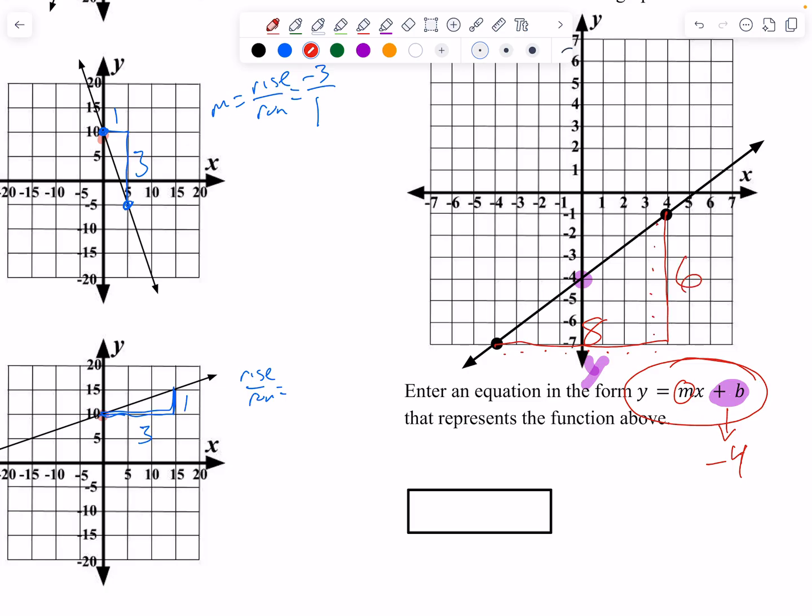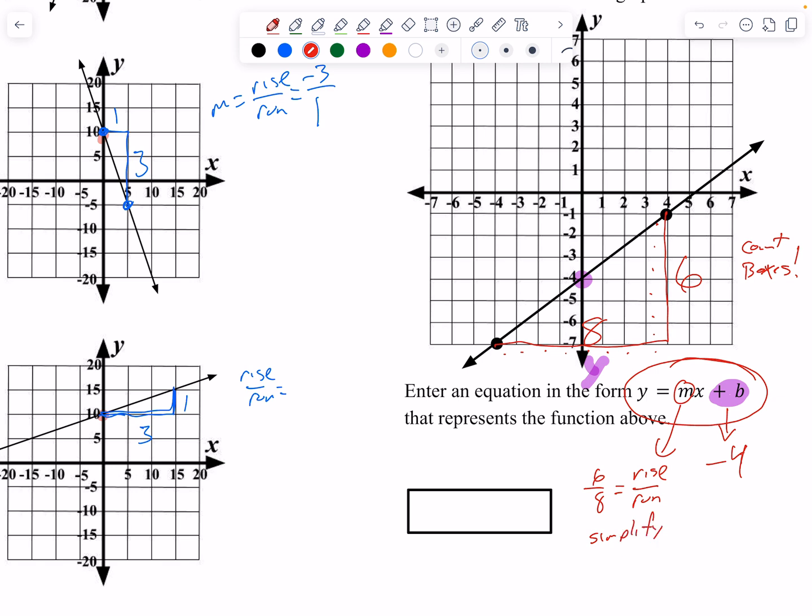And notice I am counting the boxes, not the lines. Okay? Because some of you guys who count the lines, you'd be like, oh, that's 7. No, it's boxes. All right, so be careful. So in this case, my M is rise over run, which equals 6 over 8. Now here's the kicker. You need to simplify.